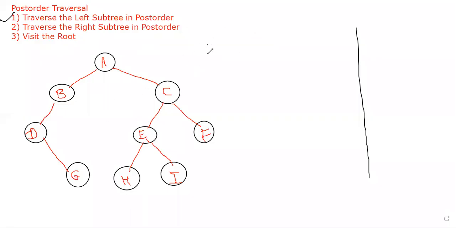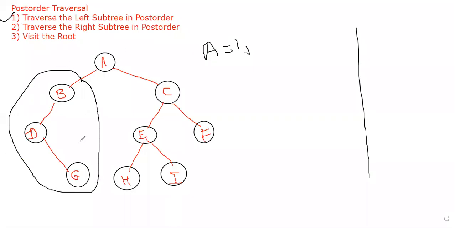Now, as we are going to start with A, the first step says to traverse the left subtree. So we traverse the left subtree. Unless and until we finish with this left subtree, we cannot go for the right subtree. So for the left subtree, the root is B. So the first step we have finished. Again, we want to apply all these three steps for B. The first step says to traverse the left subtree. For the left subtree of B, D is there.